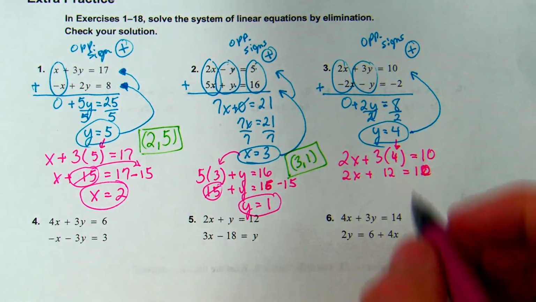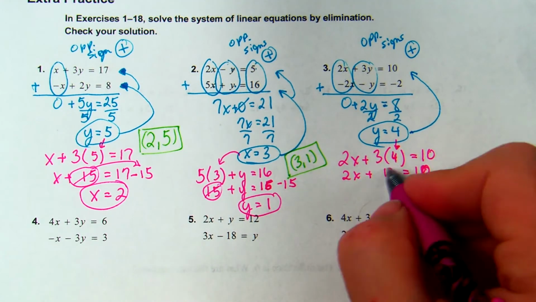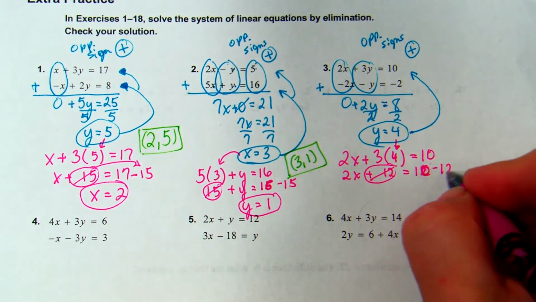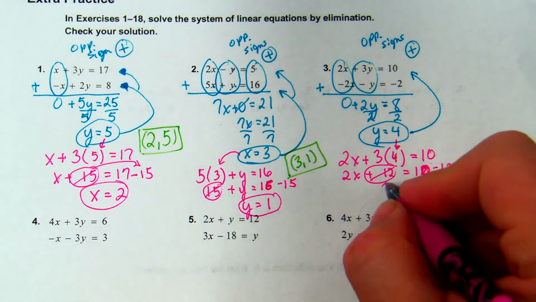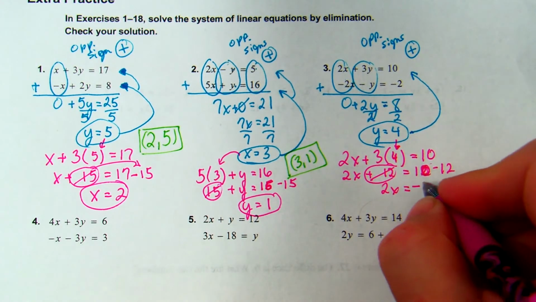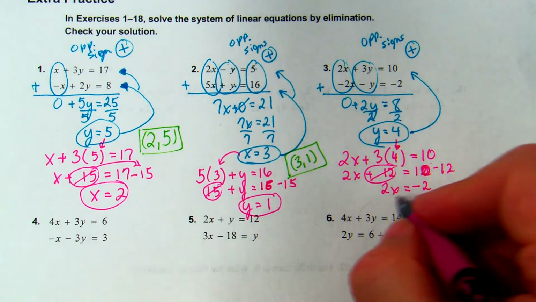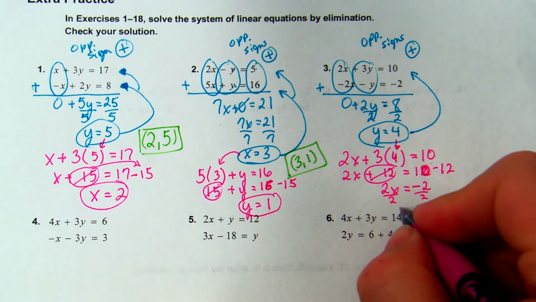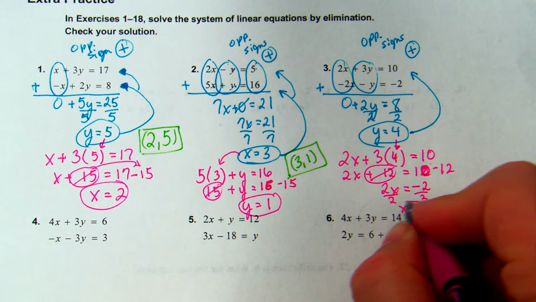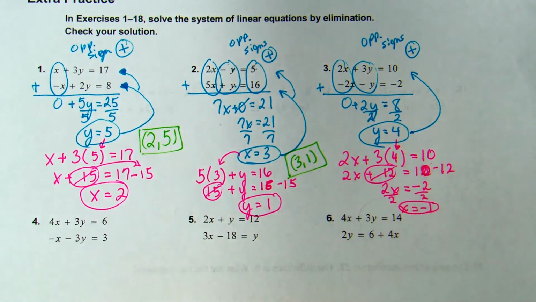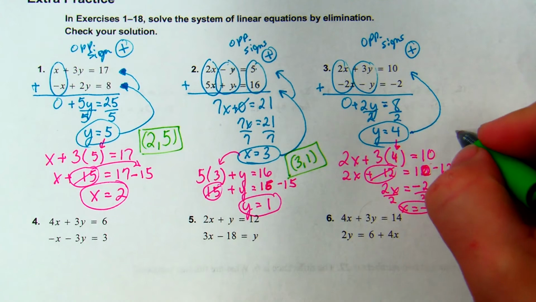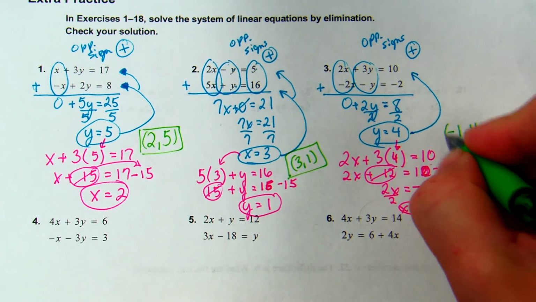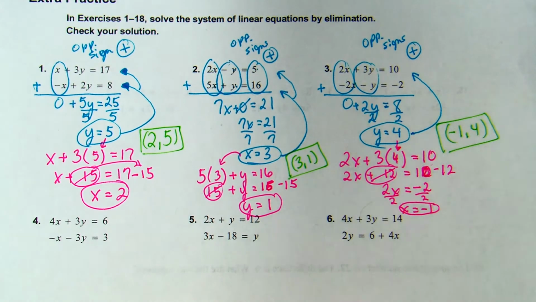So then I'm going to move this 12 to the other side. A positive 12 will become a negative 12 when I subtract it from both sides. So then 2x is going to equal a negative 2. And I divide by 2, x is going to equal negative 1. So the solution to this system of linear equations is going to be negative 1, 4.